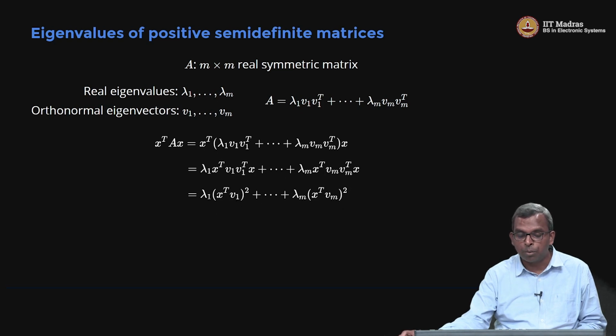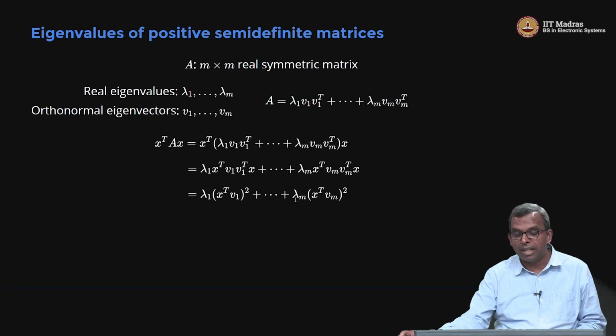So how is this going to be positive or negative? These guys are all squares, they are all positive. So everything depends on the signs of lambda i, right? If any lambda i is negative, you are done. You can make the whole quadratic form negative, right? Because I can pick x to be along just that negative guy, I will get a negative value.